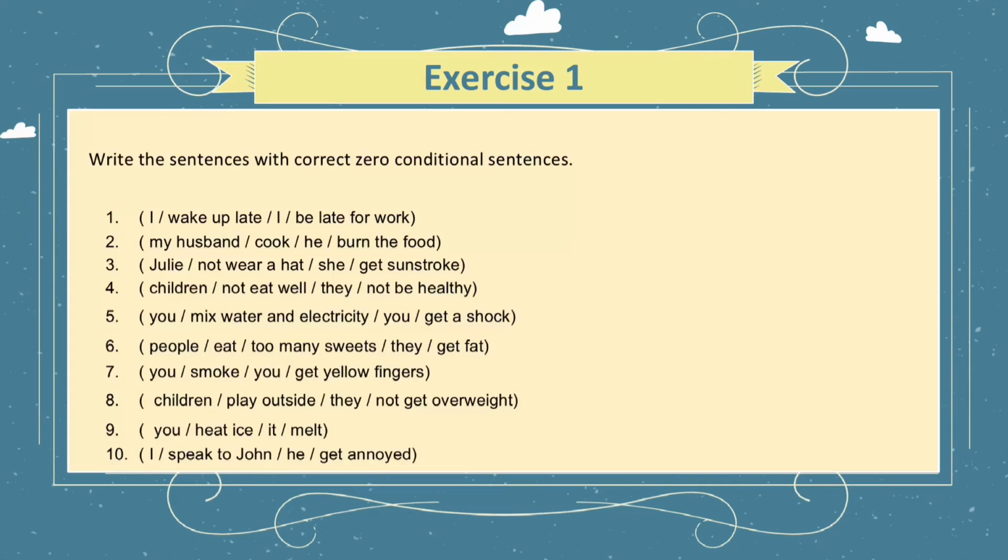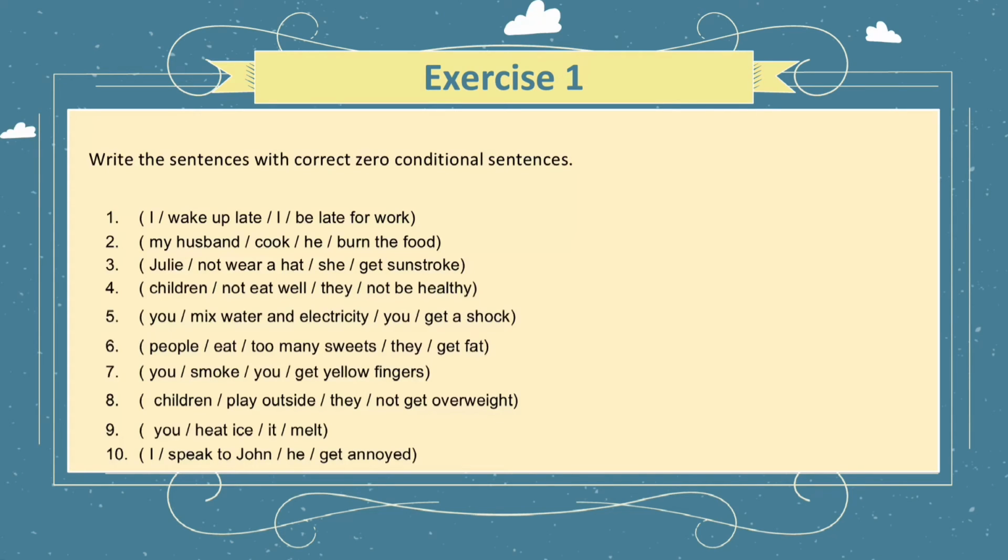Number 3. Julie not wear a hat, she get sunstroke. The answer is if Julie does not wear a hat, she gets sunstroke. Number 4. Children not eat well, they not be healthy. The answer, if children do not eat well, they are not healthy. Number 5. You mix water and electricity, you get a shock. The answer, if you mix water and electricity, you get a shock.